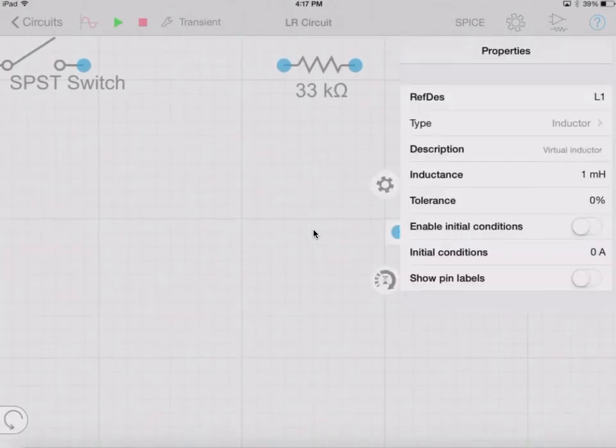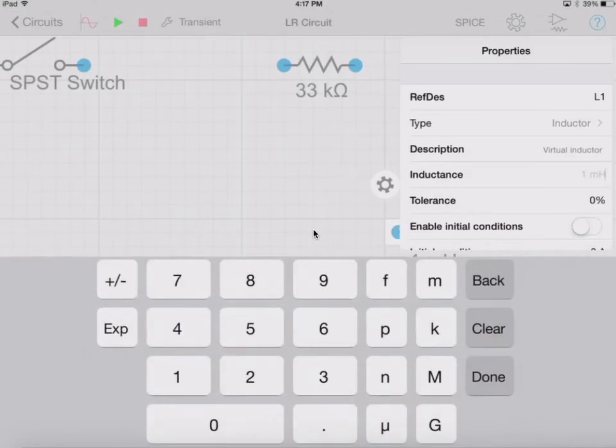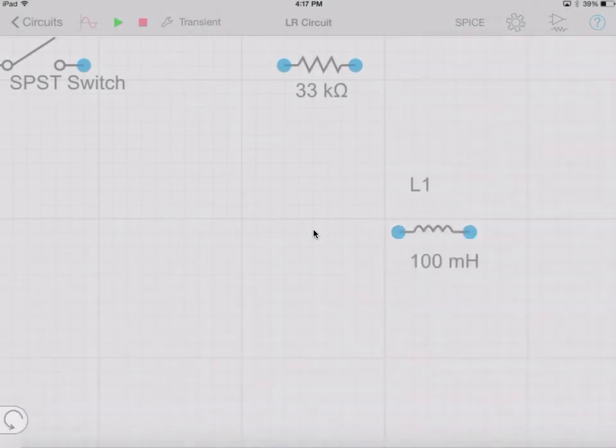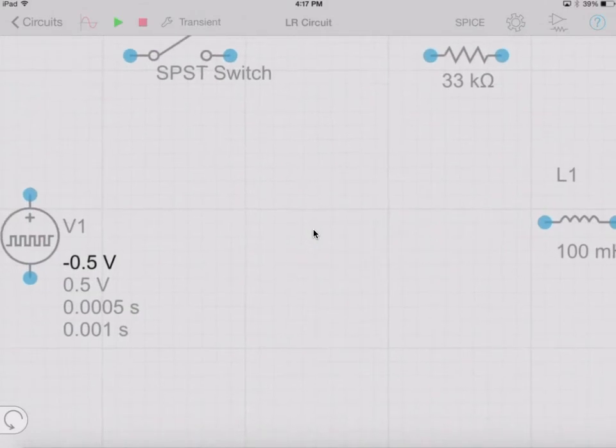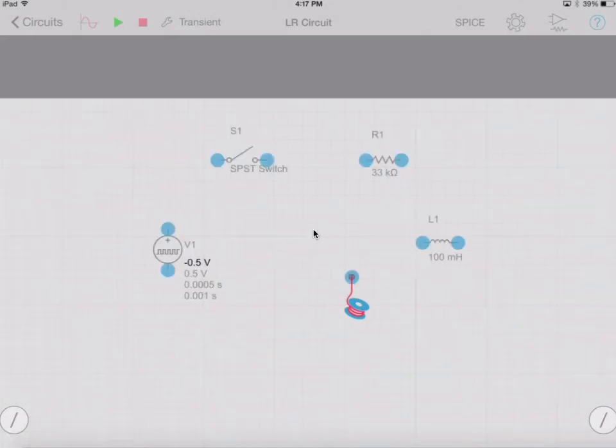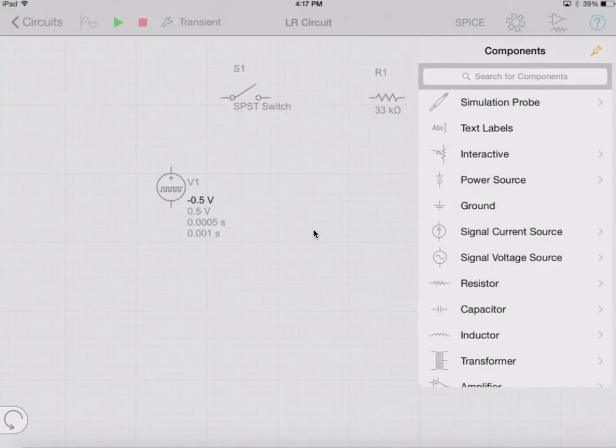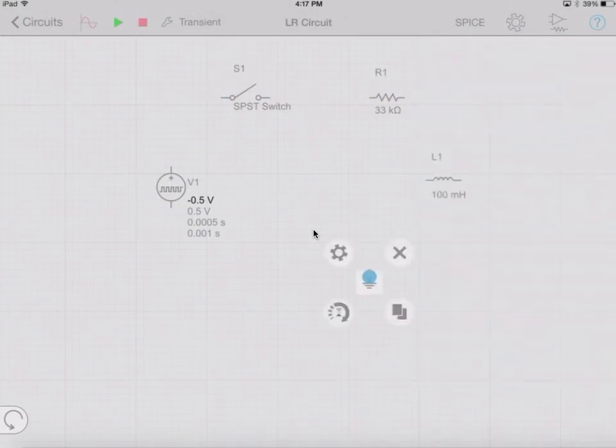Okay, we're going to double click on that, and our inductor has an inductance of 100 millihenries. 100 millihenries. Okay. And let me see if I can squeeze down a little bit. And the next thing we need will be a ground. So our ground will be here.